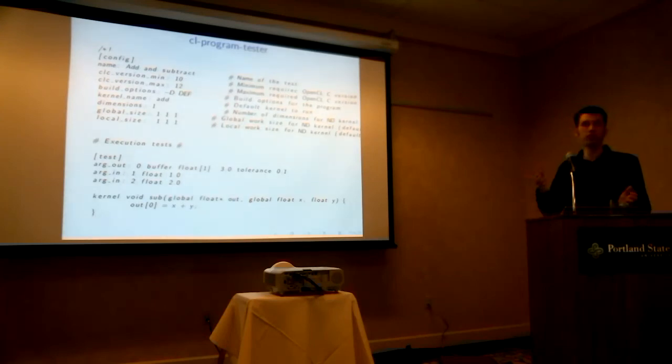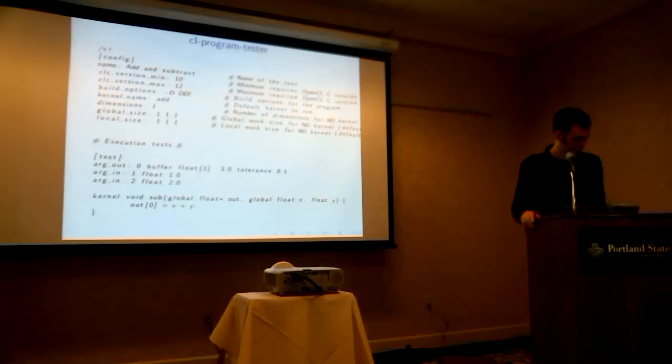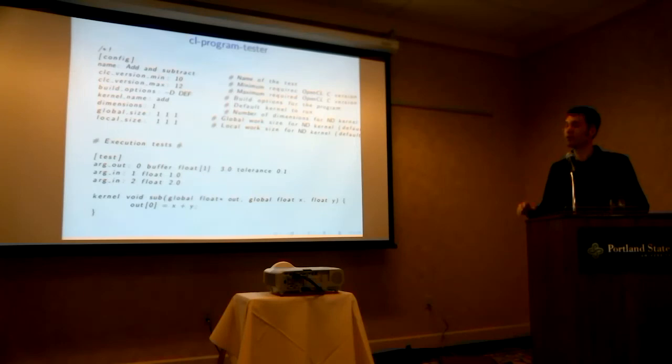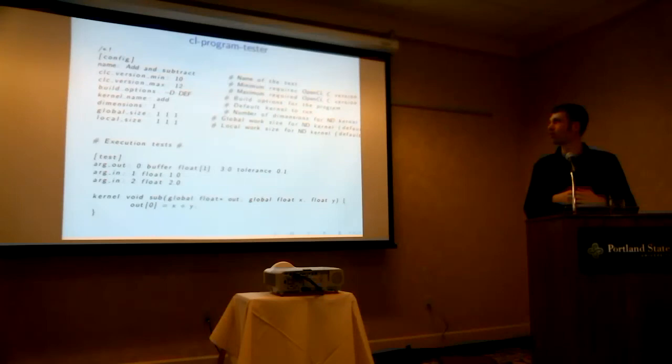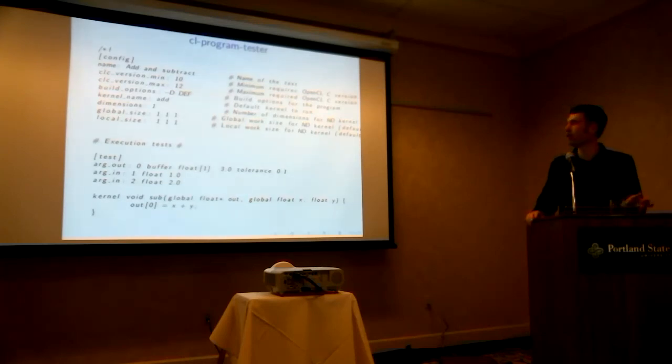But there were a couple of talks yesterday about testing, so I thought it might be good for people to see what a CL test looks like, because I think a lot of people are familiar with the shader runner test. Basically you have your config section where you can specify the minimum and maximum CL version that this program can run for. You can also add required extensions that are needed for the program to run. So there's a lot of stuff you can do.